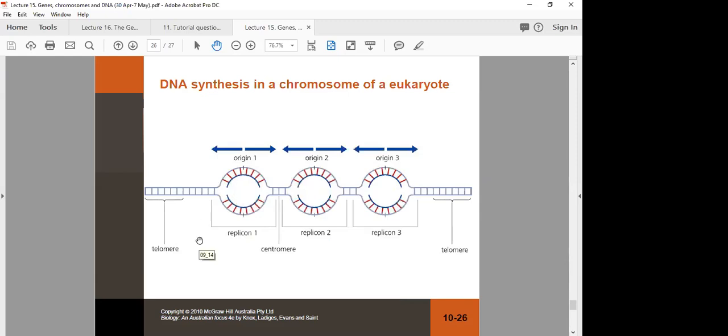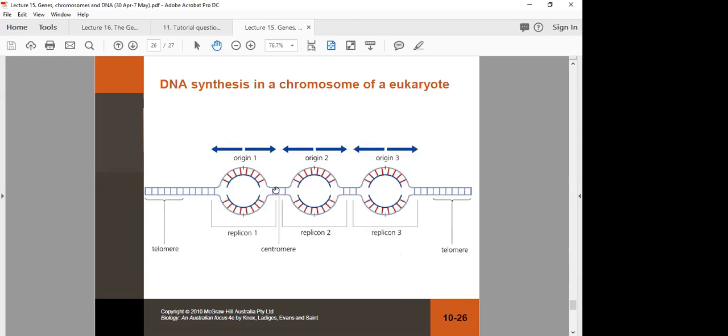Okay, we mentioned earlier on in this lecture that the two ends of a chromosome, there's one end here and another end here, these are referred to as telomeres. And telomeres are essentially regions that don't contain any genes.